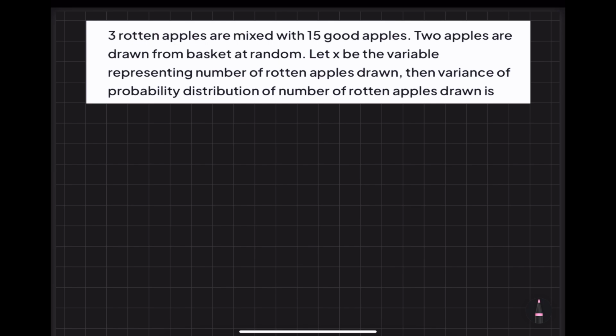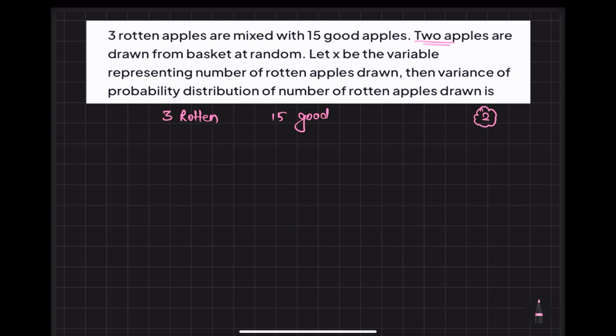So we got a wholesome new problem which says 3 rotten apples are mixed with 15 good apples. So we have a total of 3 rotten apples and we have 15 good ones. Okay, 2 apples are drawn. So you have to hand pick 2 apples from the basket at random.